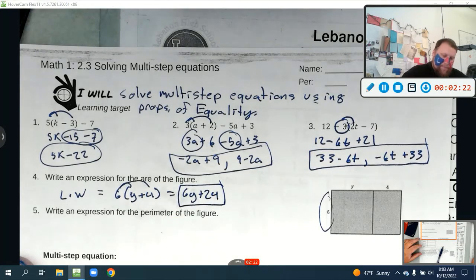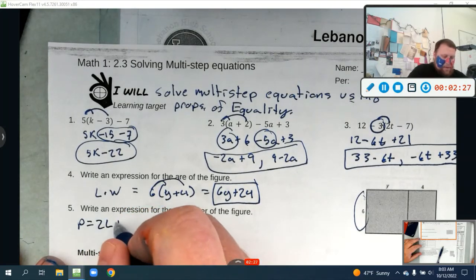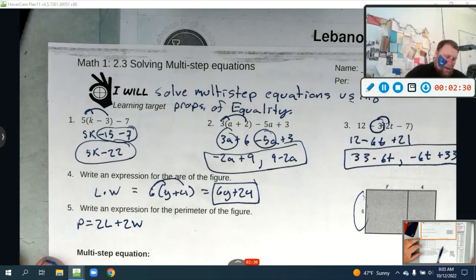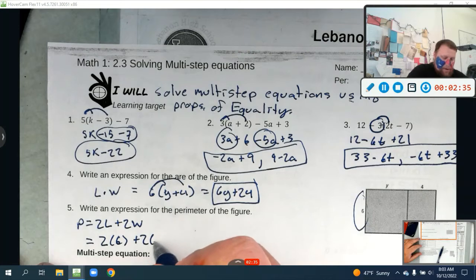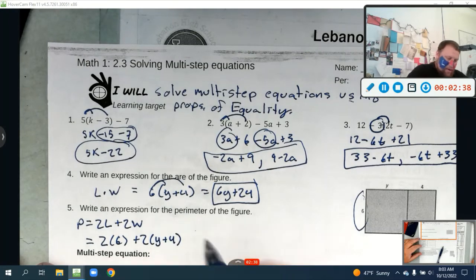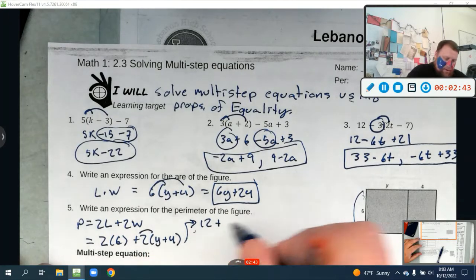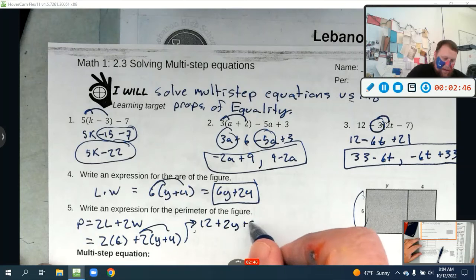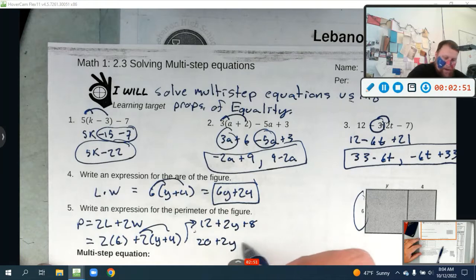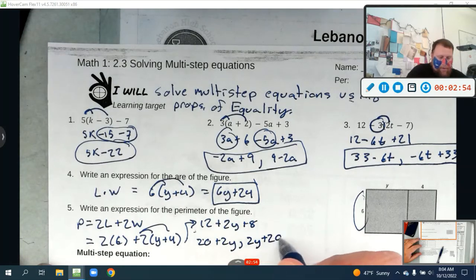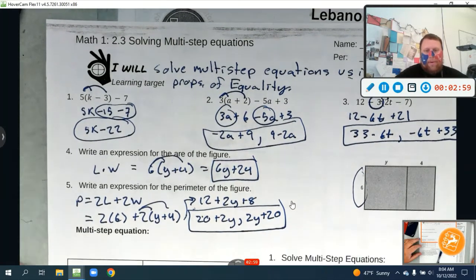Boom, that's the area. And if I want perimeter, don't forget, perimeter equals 2 times length plus 2 times width, right? So I'm going to have this equals 2 times my length of 6 plus 2 times my width of y plus 4. And I get what? I'm going to have 12 plus, and that's going to distribute to be 2y plus 8. So I can either have 20 plus 2y or 2y plus 20. Don't care which direction. Boom! That's your warm-up. It's good warm-up, good practice, good math skills.